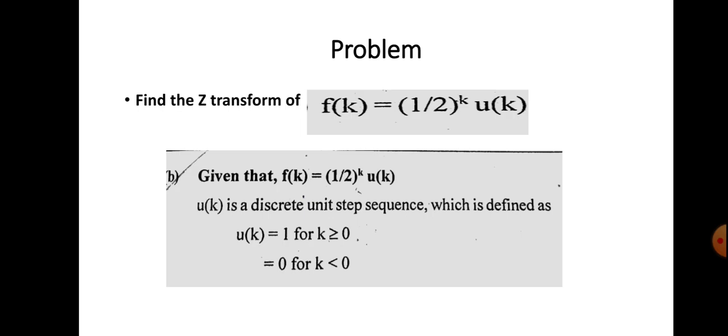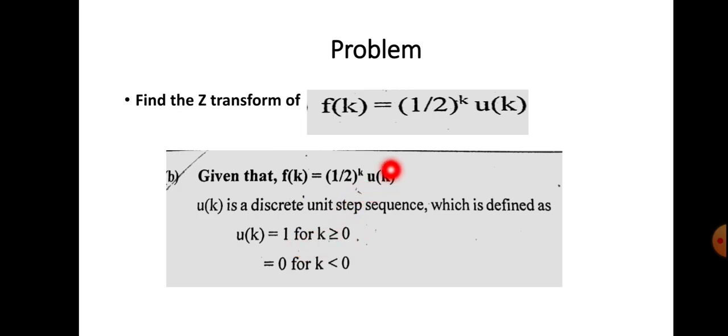Let us do a problem. It is a simple problem: find the z-transform of f of k equal to (1 by 2) raised to k into u of k. Here u of k means the unit step function. We can define u of k as equal to 1 for k greater than or equal to 0, and equal to 0 for k less than 0. That means here the signal has value 1 only in the interval 0 to infinity.